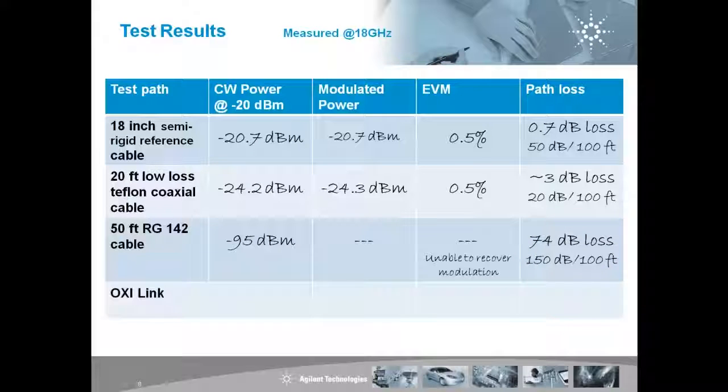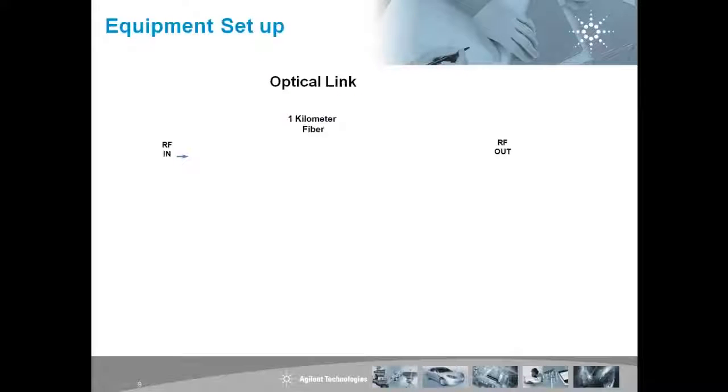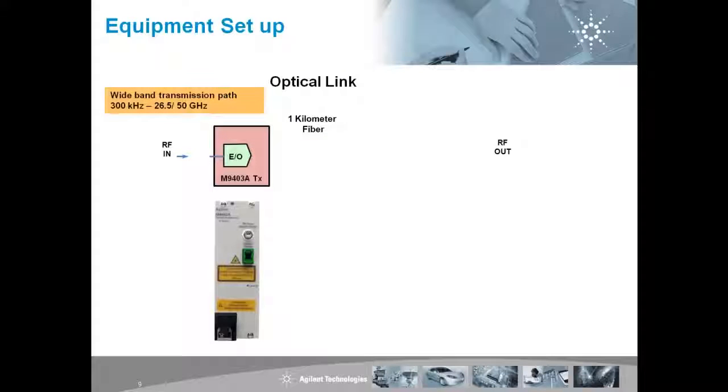Now that we have a better idea of how our signal behaves through various lengths and qualities of coaxial cables, let's see how the optical links will treat our CW and modulated signals. Before we set up and make our measurements, let's take a look at how the optical links work. The optical links provide a wideband transmission path from 300 kilohertz to 26.5 or 50 gigahertz.